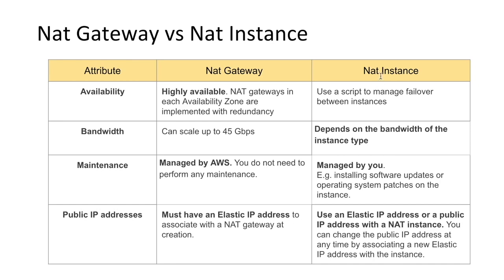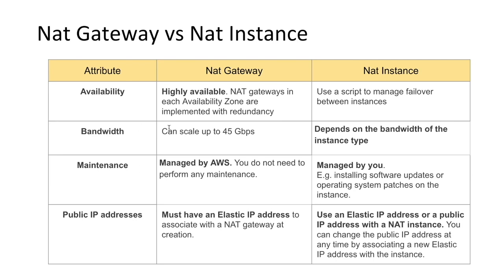But a NAT instance is something that you create. You use an instance which supports NAT functionality. What is the NAT functionality? You know, that mapping between private and public IP addresses. So you have to find an instance that supports that, right? And then you spin up that instance and you have to manage the high availability by yourself. For example, you have to add multiple NAT instances and do a failover using a script or so.